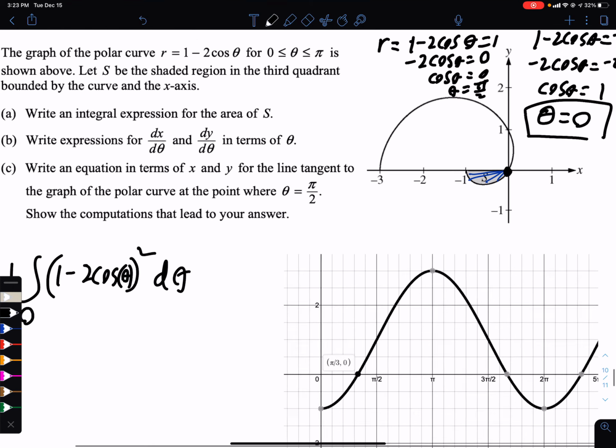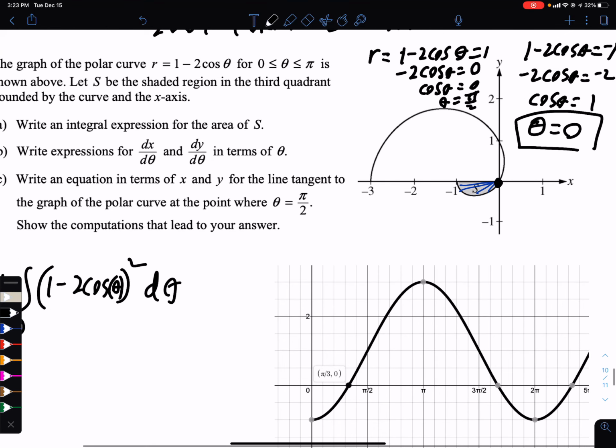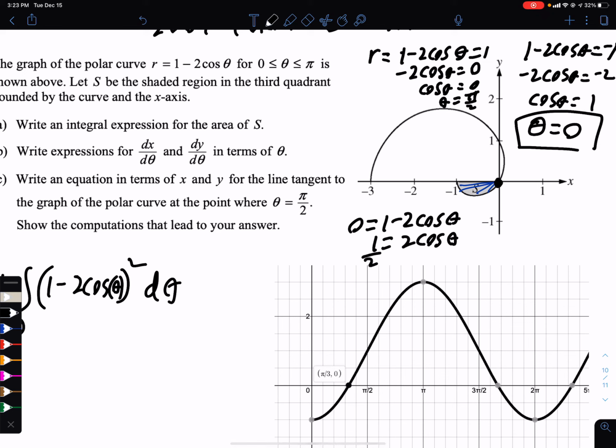My r is 0. So now I want to set my r equal to 0. So 0 equals 1 minus 2 cos theta. I'm going to get 1 equals 2 cos theta. Divide both sides by 2. Cos theta is a half. When is cos theta a half? That's going to be pi over 3.